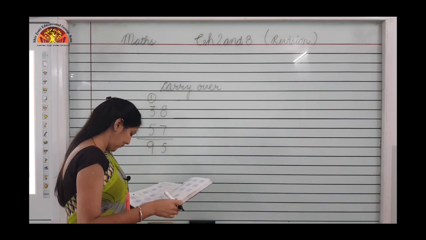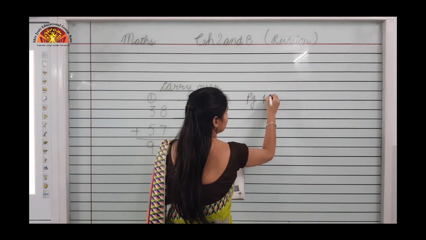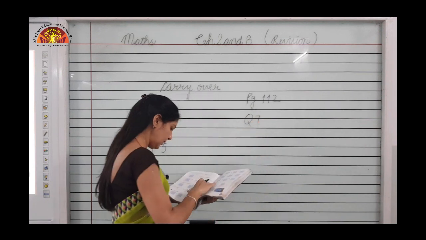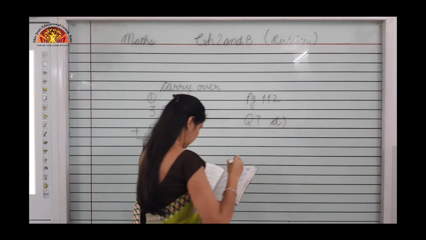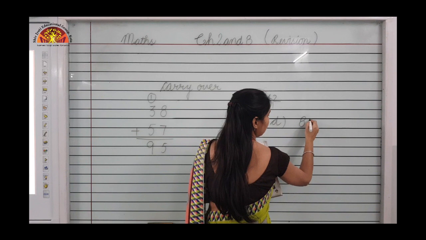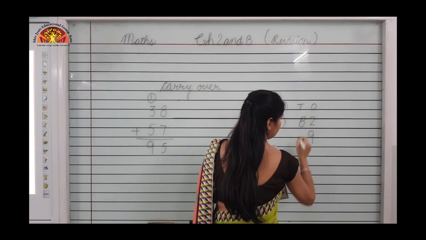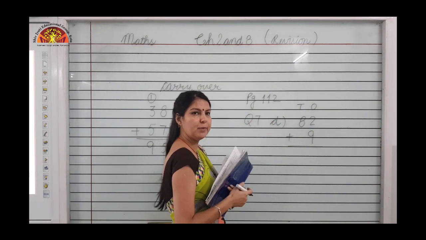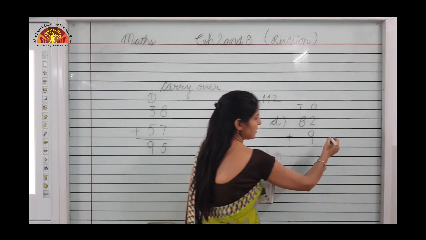Page number 112, question number 7. We will see D part of it. So the numbers are 82 and 9. Now we will add these numbers. What we will do, you know very well, we will keep the bigger number in our mind and move forward to the other number. So 2 plus 9.